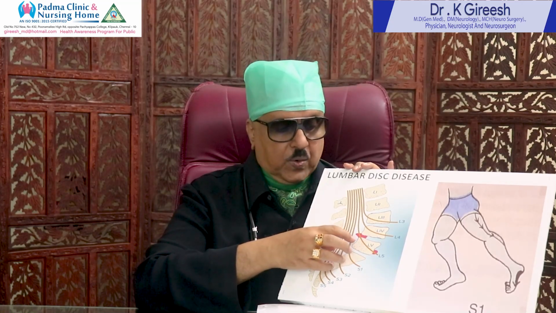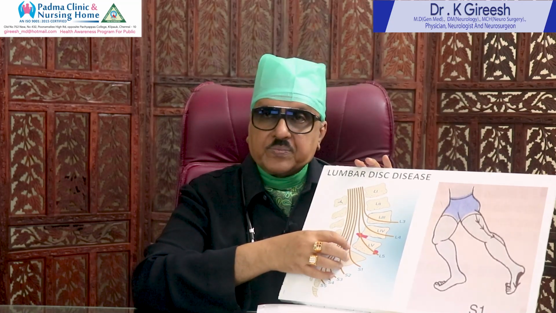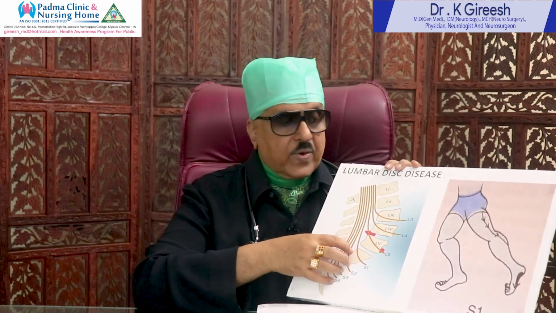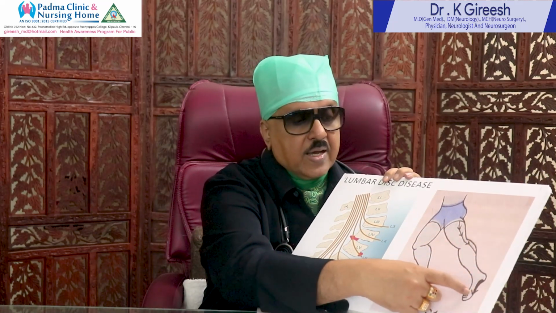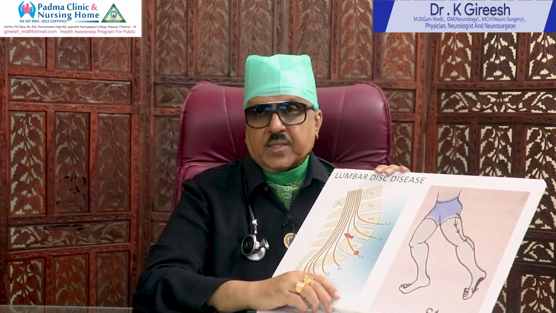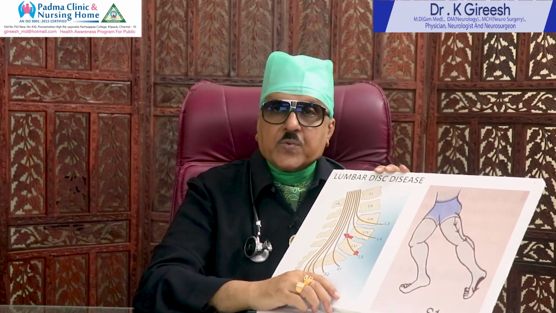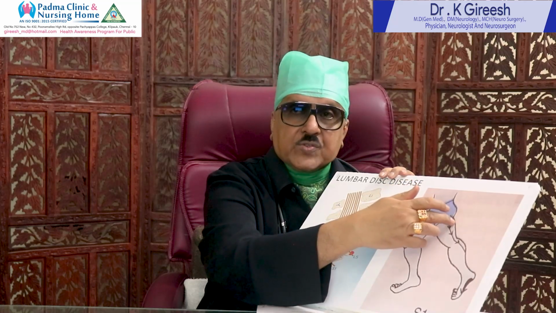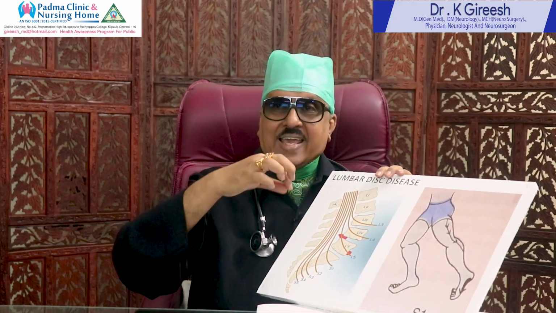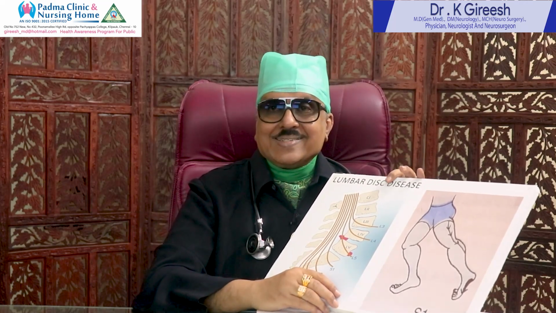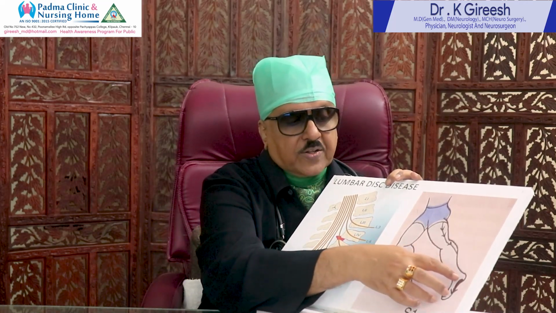Now, one number below. So, it compresses the S1 root, and the radiation of the pain will be like this on the lateral aspect and on the posterior and going down to the little toe. So, you have a pain radiating to the posterior buttocks, posterior aspect of the calf and lateral toe. That is a classical sciatica, you call it. Sensory loss on the lateral aspect of the foot.